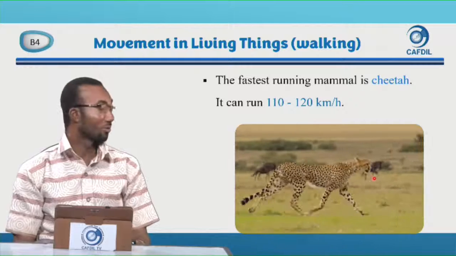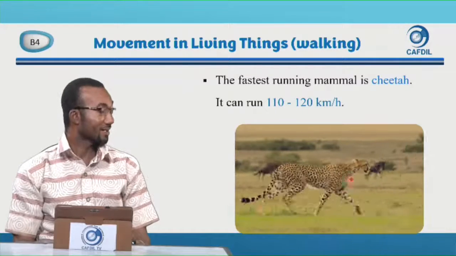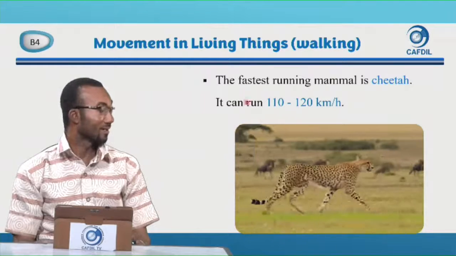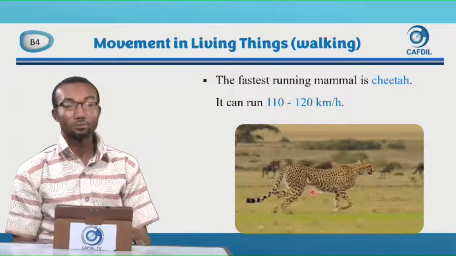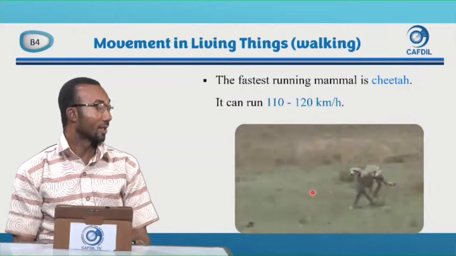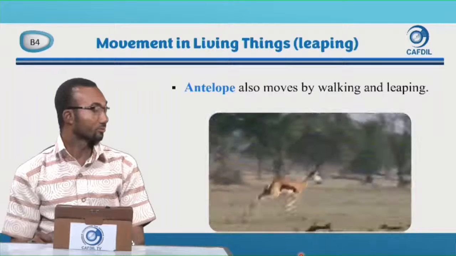A mammal. So you know what a mammal is. And the fastest running mammal is the cheetah. They can run 110 to 120 kilometers per hour. They can really run. Yes, this is a cheetah.